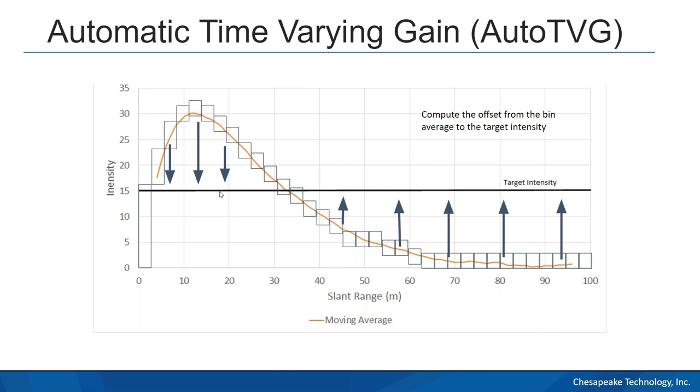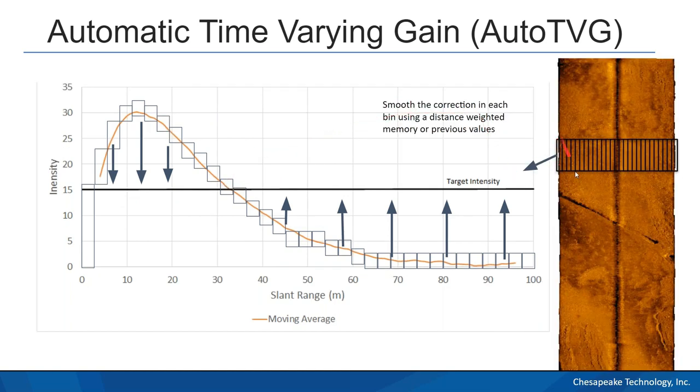Now, where it's different is that Auto TVG also has a little bit of history to it, or hysteresis. So instead of just looking at the single ping that we're on, like AGC does, each one of these 32 bins has a history. It remembers what the value of the correction was over time. I'm not sure exactly how long that time is. It's using an IIR filter, which I didn't have time to actually figure out in our code what the memory is, but it tends to be about 200, maybe 300 pings or so. There's still a little bit of history.